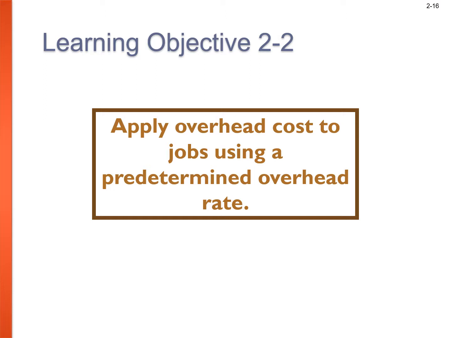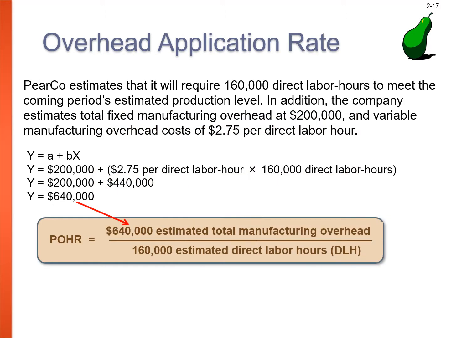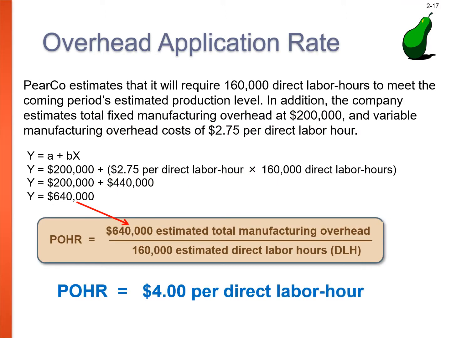Okay, so then when you apply your overhead, Pear Company estimates that it will require 160,000 direct labor hours to meet the coming period's estimated production level. So another example, that's the same example? Yeah, it's a little different. In addition, the company estimates total fixed manufacturing overhead. Now be careful, look at that word fixed. So it's only part of it, $200,000, and variable will be $2.75 per direct labor hour.